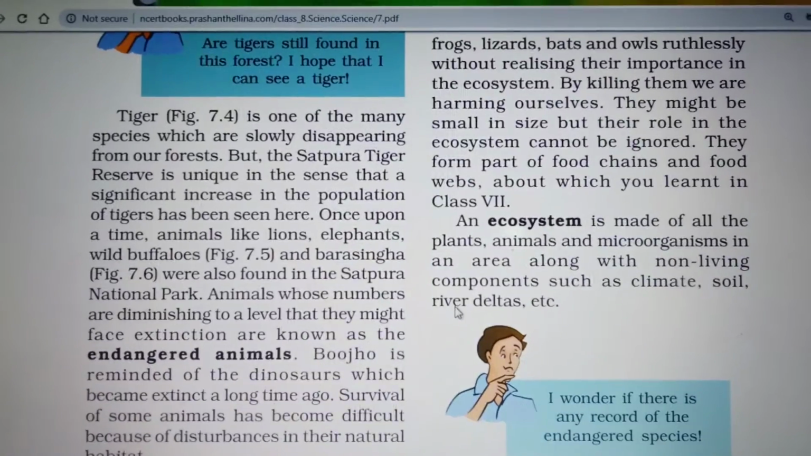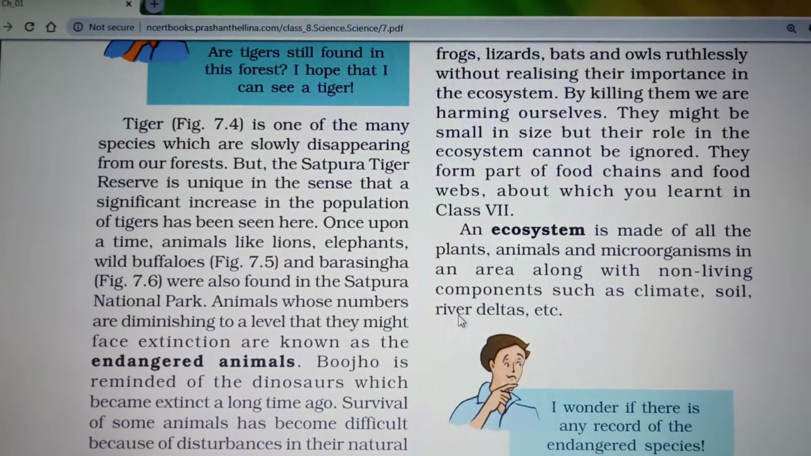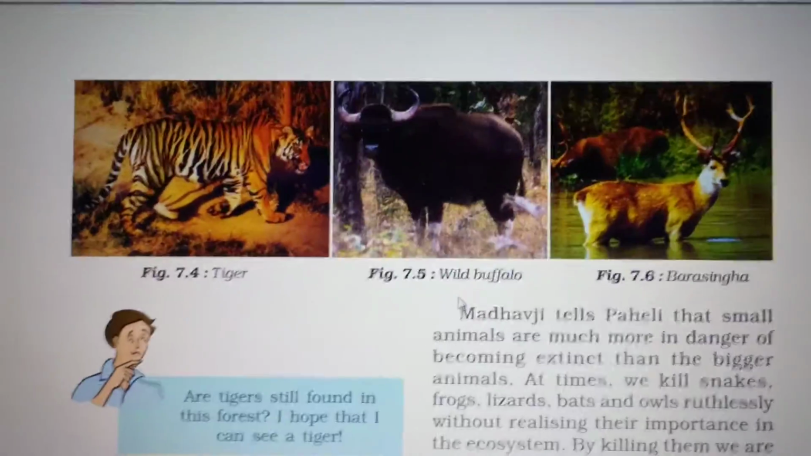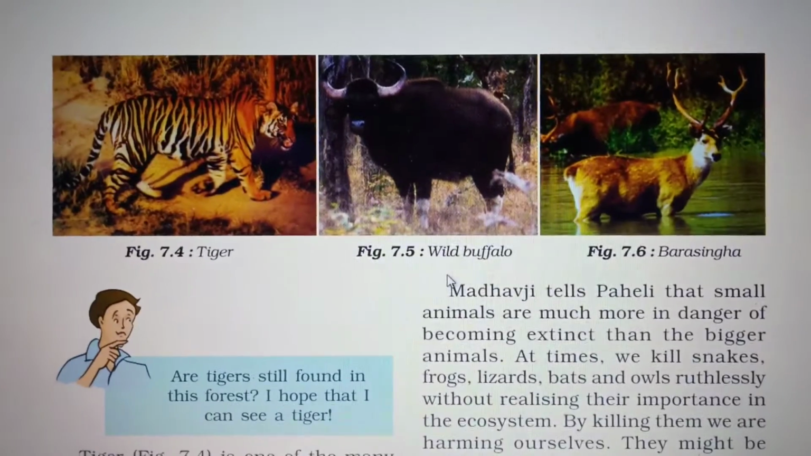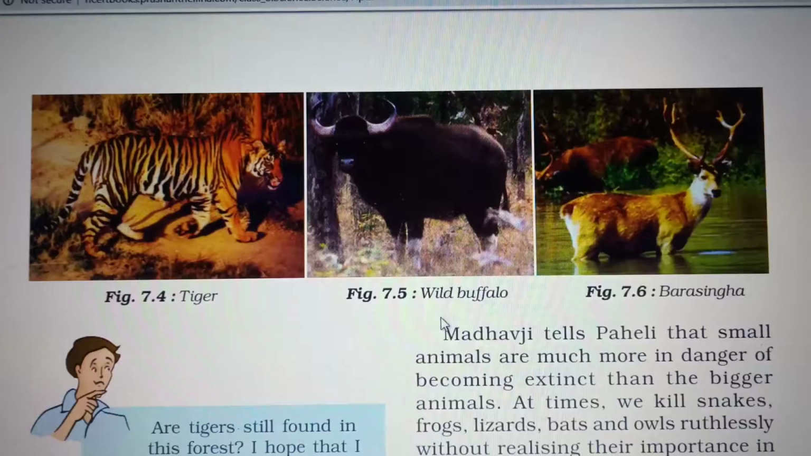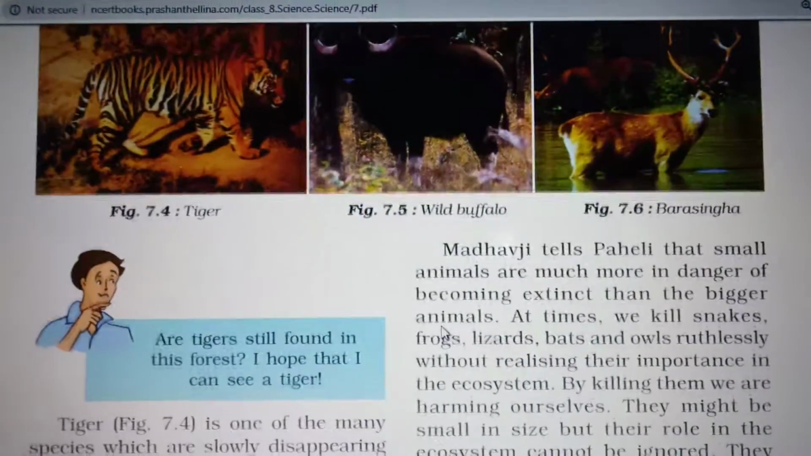So we have to give more protection to these endangered animals, and in your book you have a picture of those endangered animals. You can see the picture in your book. These are all endangered animals which you have to take more care of, otherwise they will become extinct, the race disappears. Okay, that is what endangered animals are.